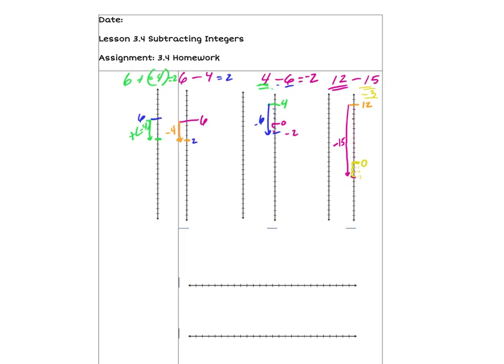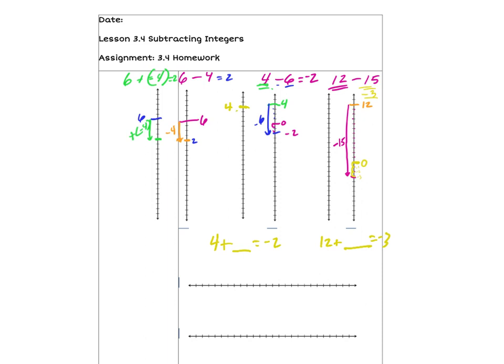Okay, so let's think about this for a minute. Here we want to add something. 4 plus what will give us -2? And 12 plus what gives us -3? Okay, this is a hard one, right? Think about that. But also think about if we started at 4, right? We started at 4, just like here.